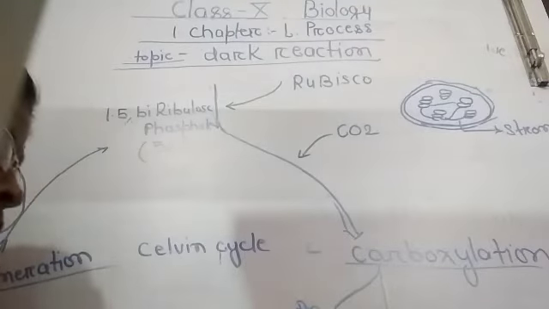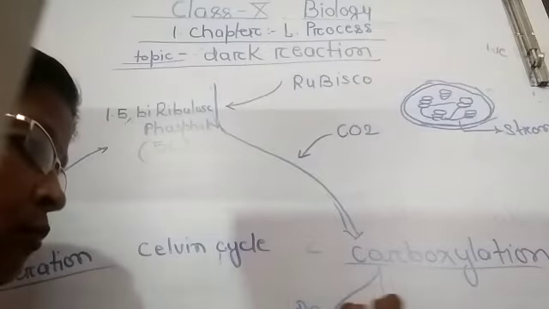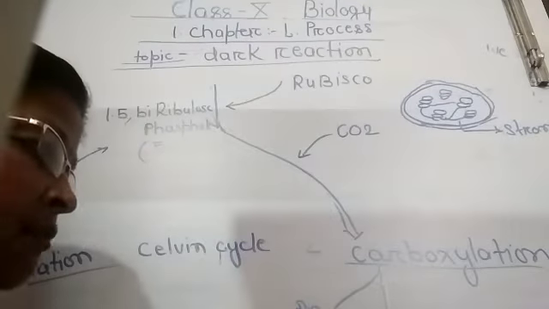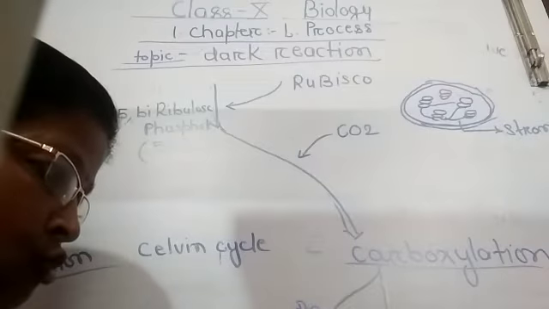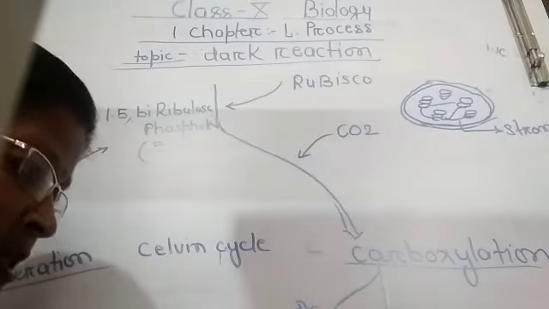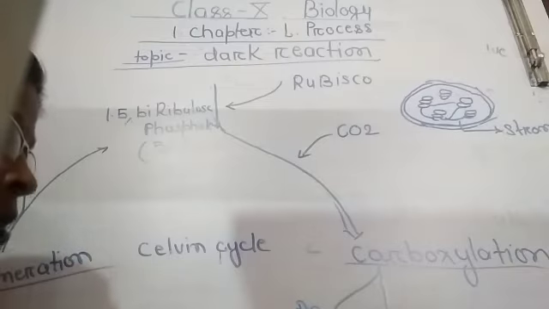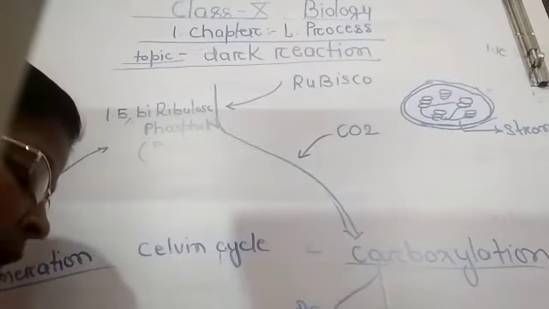After the formation of PGA, NADPH2 and ATP are required. For the reduction of PGA, after the formation of 2 molecules of PGA, NADPH2 and 1 ATP are required.